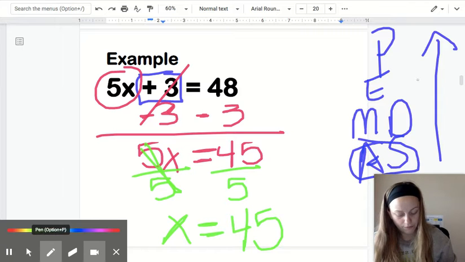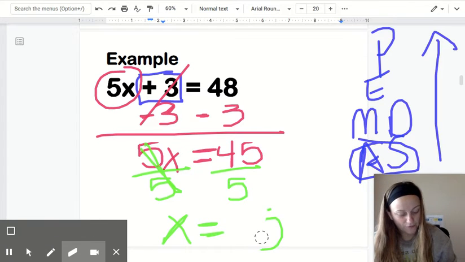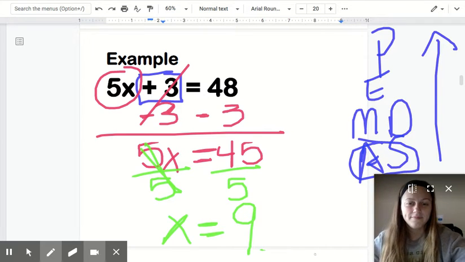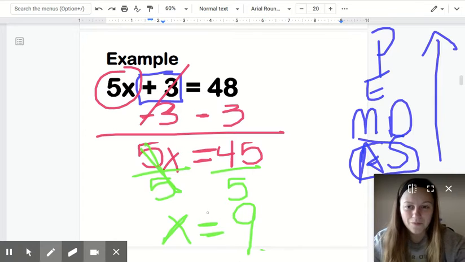Oops, sorry, not 45. 45 divided by 5 is 9. X equals 9. There we go. Gotta actually do the math, right?